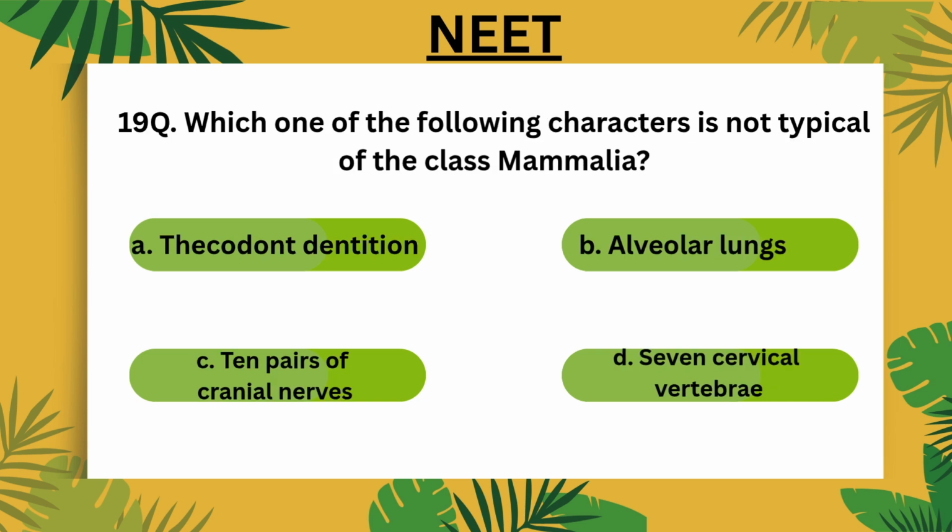Nineteenth question. Which one of the following characters is not typical of the class Mammalia? A. The caudate dentition. B. Alveolar lungs. C. 10 pairs of cranial nerves. D. 7 cervical vertebrae.